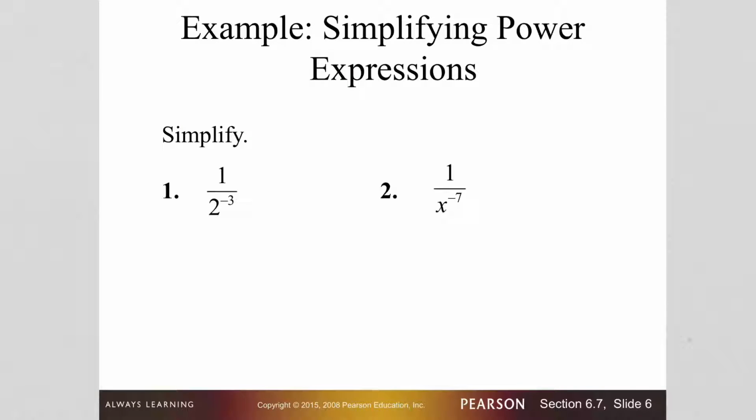Alright, so let's take a look at this. So this does not like its location. We're going to move it to the top. Now, that 1 doesn't just drop off and go away. It's still there. It's just 1 times 2 to the 3rd power is still 1 times 8, which is just 8. Alright, so number 2 becomes x to the 7th power. It doesn't like the denominator, so you move it to the numerator. You take away the negative exponent.